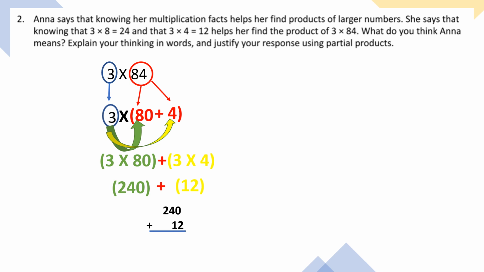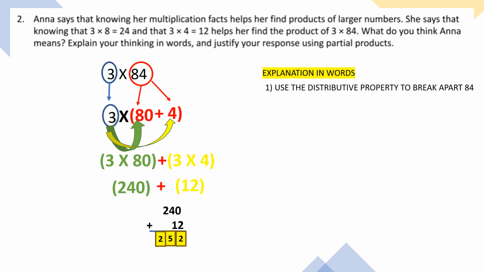Start with the ones place. What's 0 plus 2? 2. And 4 plus 1? 5. And what's 2 plus 0? 2. Perfect.